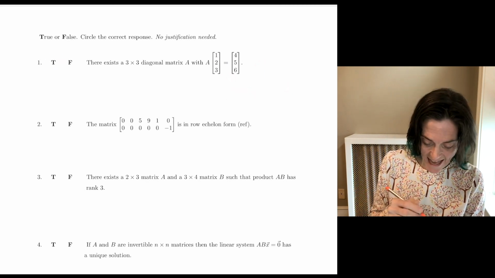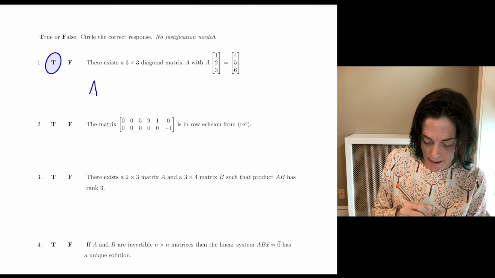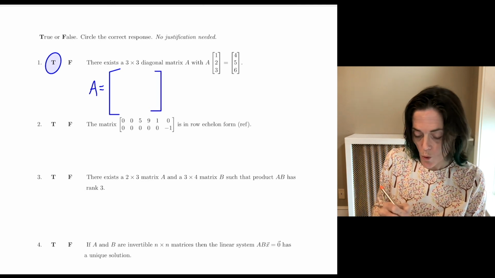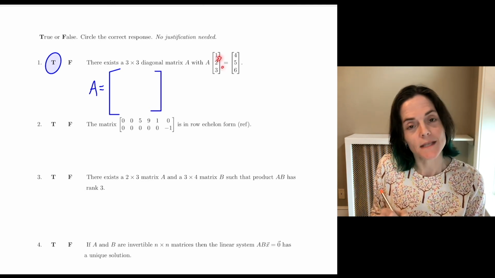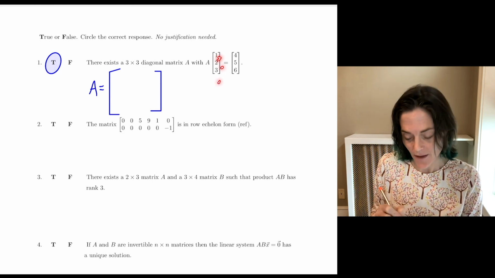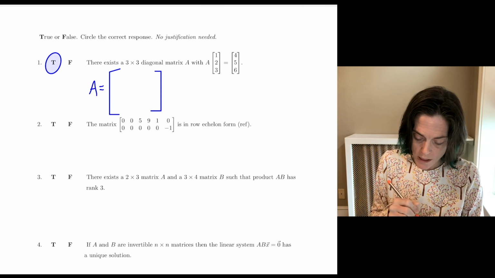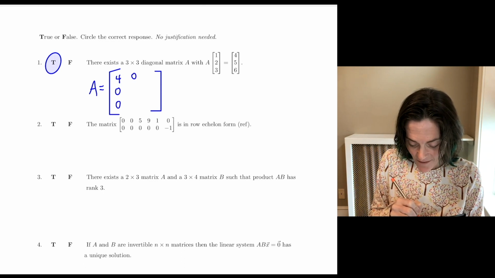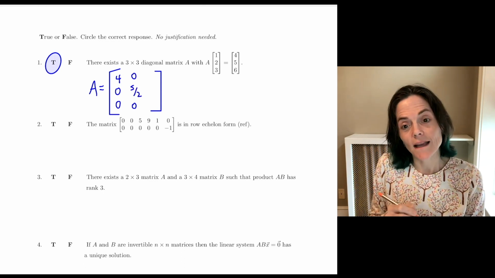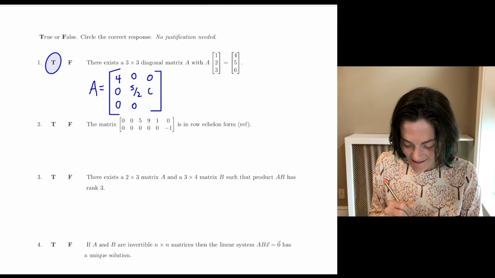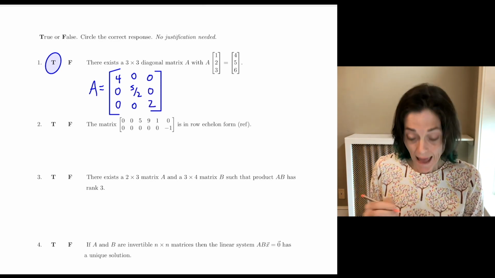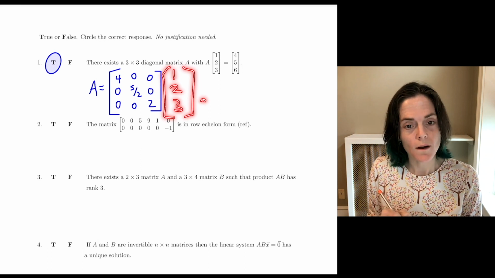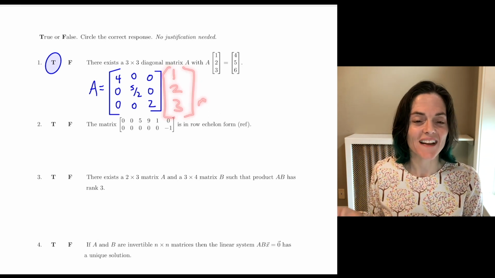This is true. And we can create such an A. If we think linear combination of columns, what I need is 1 times the first column of A plus 2 times the second column of A plus 3 times the third column of A to be this. So what can we do? We can make (4, 0, 0). We can make (0, 5/2, 0). And finally, we can make (0, 0, 2). This is certainly diagonal, and if you multiply by (1, 2, 3), you can verify. We get (4, 5, 6), which is exactly what we wanted here.